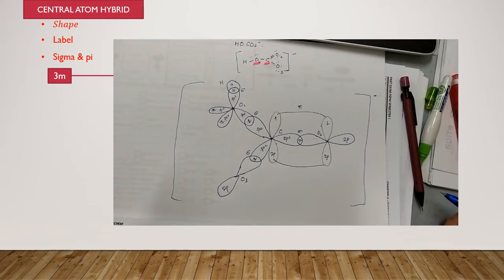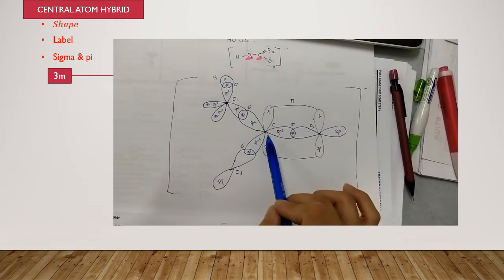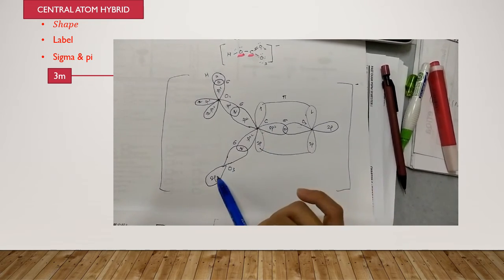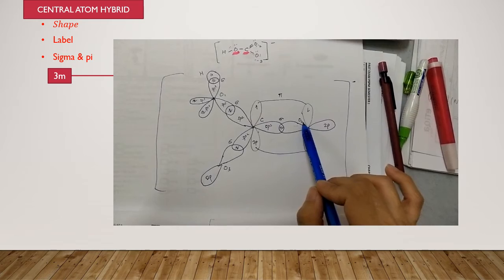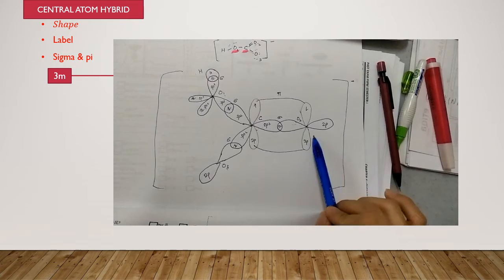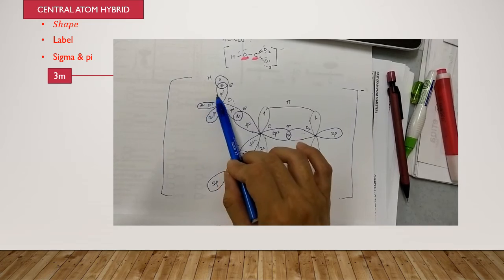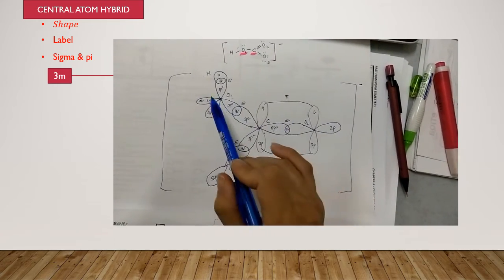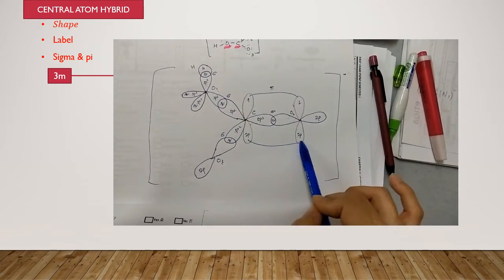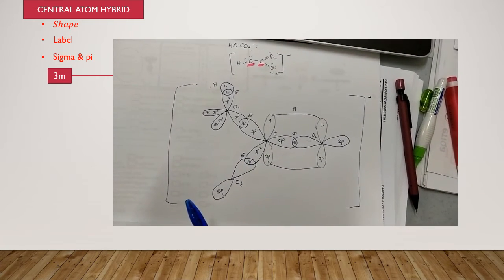Okay, the mark will be given for the shape. So check this one, the central atom, is it tetrahedral? Yes. And then this carbon, is it trigonal planar? Yes. Shape. And then next we check all the labels. Labels mean oxygen 2, C, oxygen 3, oxygen 1, hydrogen, and then the 2p orbitals, 2p, 2p, 2p, sp2, sp2, sp2, sp3, sp3, sp3, sp3. And then we check the bonding labels: sigma over here, sigma over here, pi over here, sigma over here, sigma over here. So this is the way to draw the hybridization diagram.